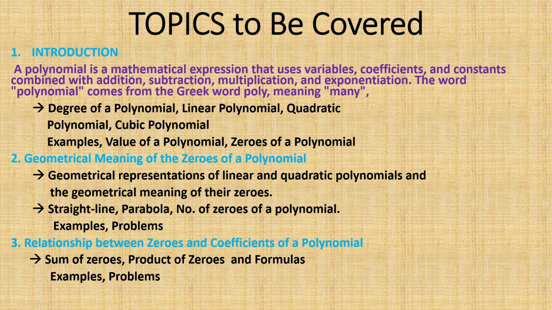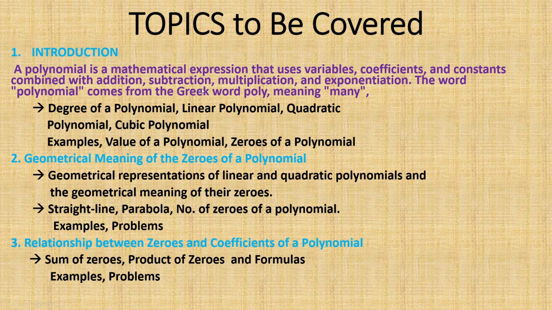Okay, actually what is meant by polynomial? A polynomial is a mathematical expression that uses variables, where variables are quantities that change in value, and coefficients and constants. All these are combined with addition, subtraction, multiplication, and exponentiation. All these things we combine to form a mathematical expression, and such a thing is called a polynomial. The word polynomial comes from the Greek word poly, and poly means many. So many things are combined to get a mathematical expression, and that is called a polynomial.